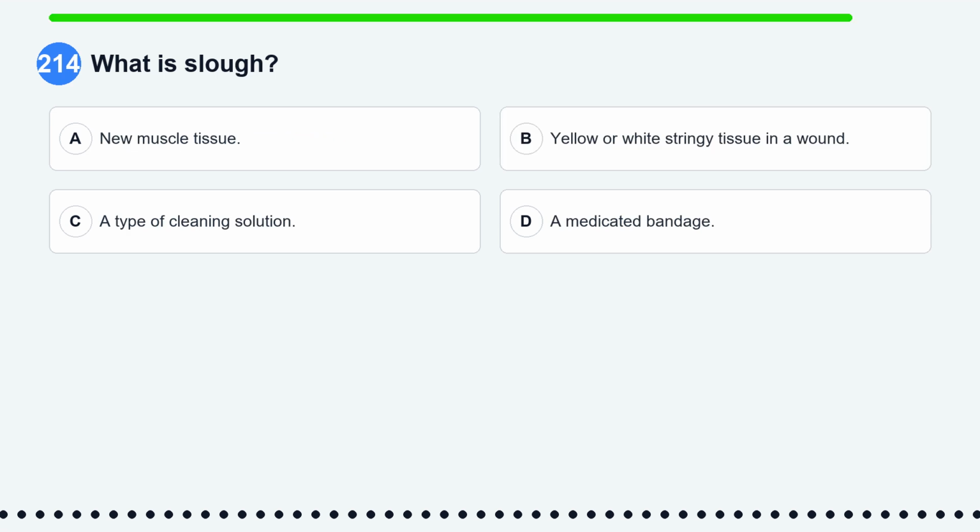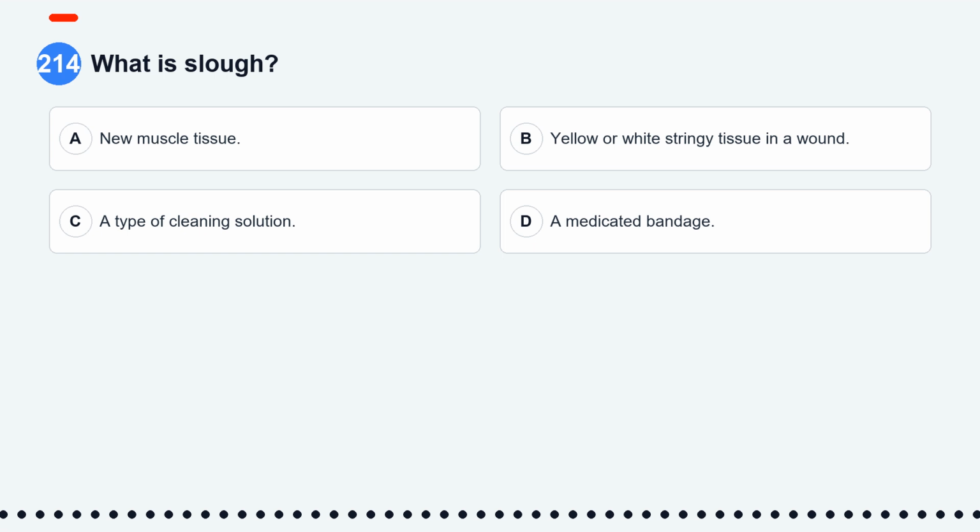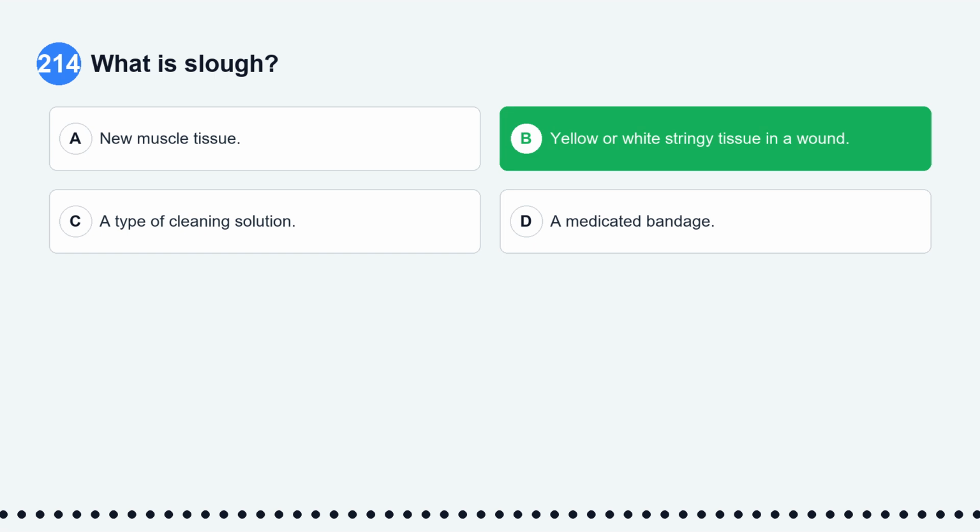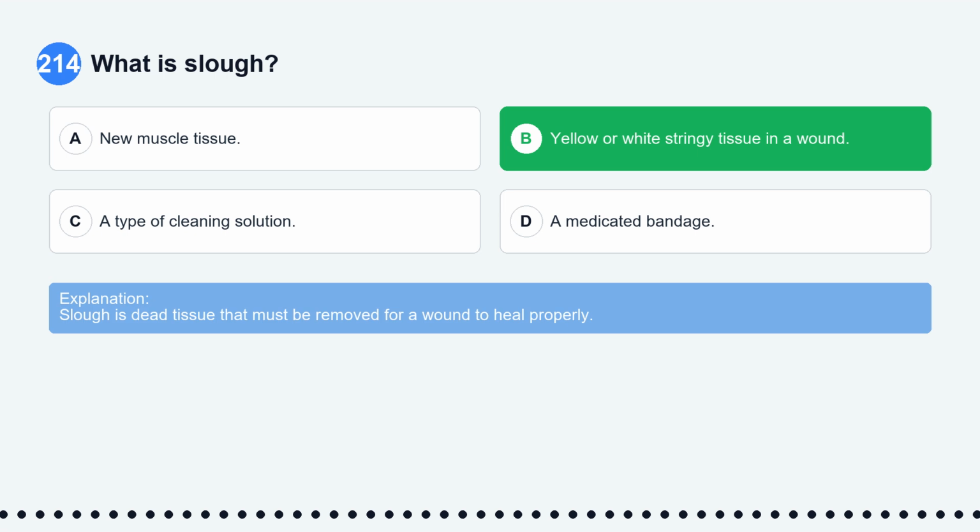Question 214. What is slough? Option A. New muscle tissue. Option B. Yellow or white stringy tissue in a wound. Option C. A type of cleaning solution. Option D. A medicated bandage. The correct answer is option B. Yellow or white stringy tissue in a wound. Slough is dead tissue that must be removed for a wound to heal properly.